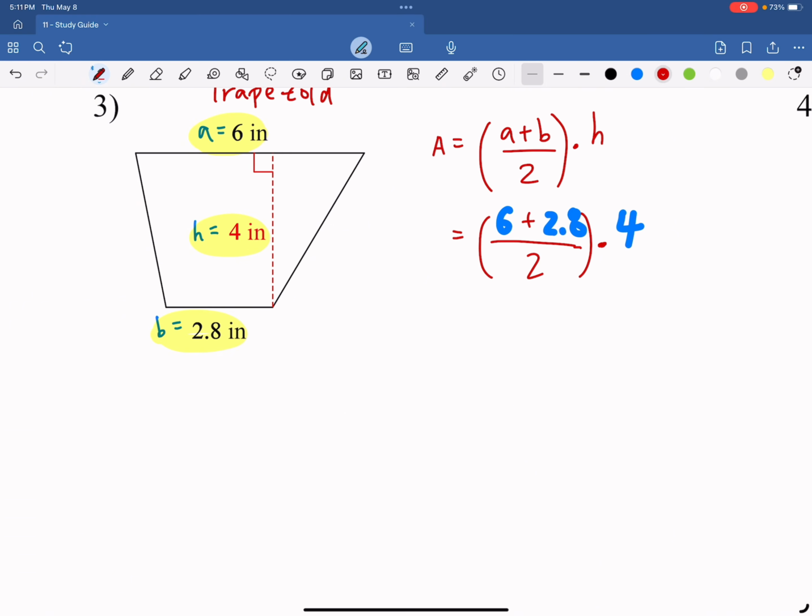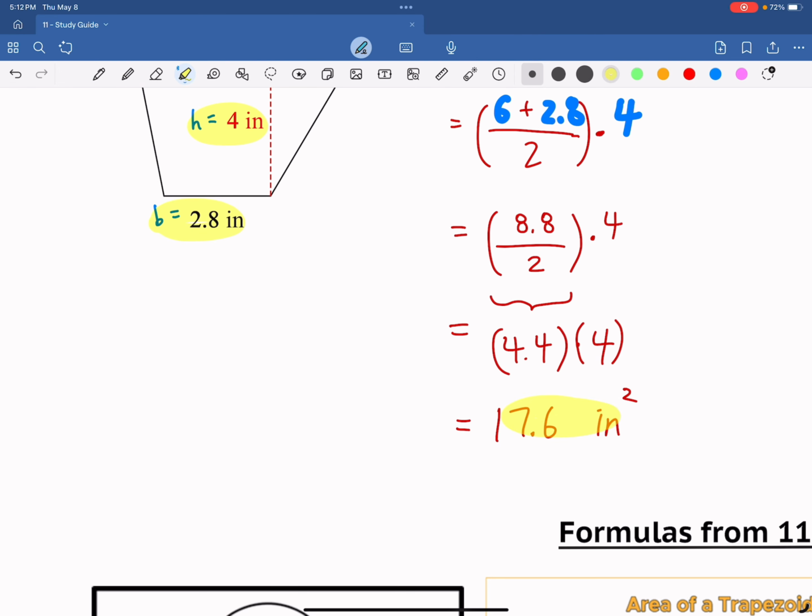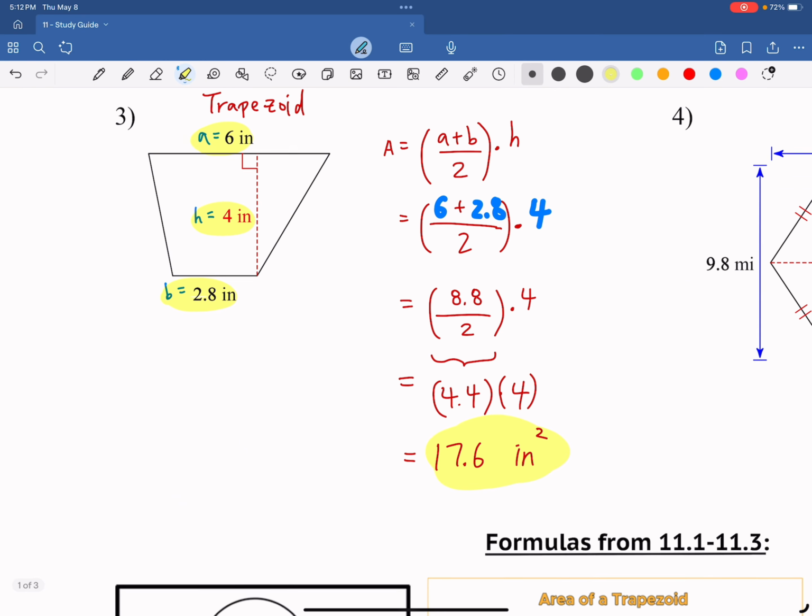And then if we simplify from here, 6 plus 2.8, right? If you simplify those, 6 plus 2.8 is going to be 8.8. And if you simplify 8.8 divided by 2, well, that is going to give you 4.4 multiplied by the 4 on the outside. Well, that should give you, again, 17.6 inches squared. Again, we're finding the area. Area is two-dimensional. And so this is going to be your answer in units.